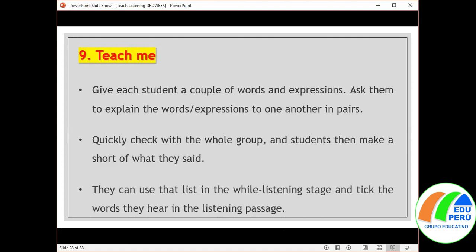They can use that list in the while listening stage and take the words they hear in the listening passage. This is to reinforce in the while listening stage. So they recognize the words and tick the words.